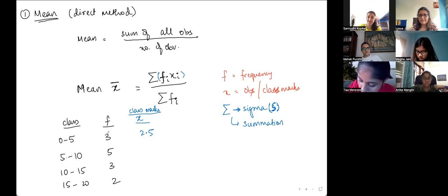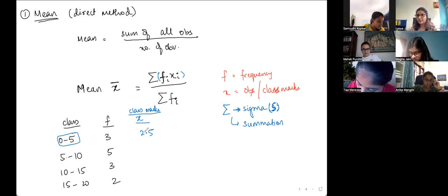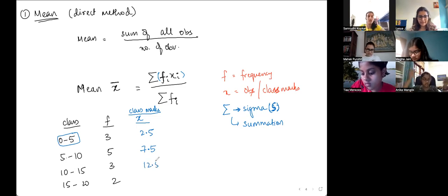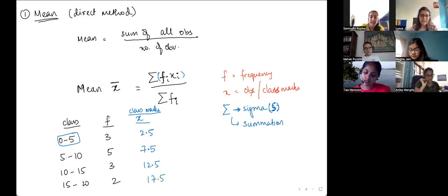So we are assuming, like frequency 3 means we have 3 observations lying between 0 and 5. So we'll assume that all of them are centering around 2.5 only. We'll assume that all of them are 2.5 only. Similarly, the 5 observations that are there, we assume that it's going to be somewhere in the middle, which is 7.5. So for 10 and 15, 12.5. And 15 to 20, 17.5. So we have our class marks, we have our F.